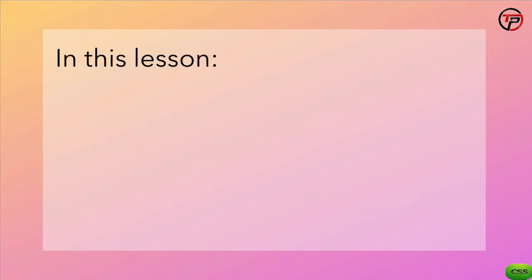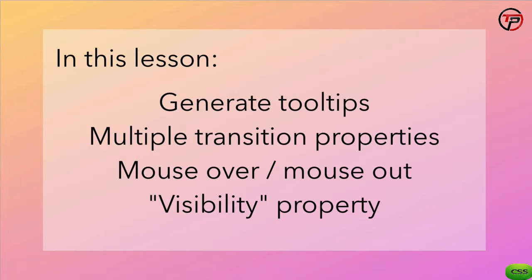In this lesson, we'll write a simple script to generate tooltips for our links using a bit of JavaScript and the link's title attribute. We'll then make use of transitions on multiple properties and set up different transitions for mouse over and mouse out. We'll also see how we can use a transition on a property that might not seem like something we can transition, the visibility property.